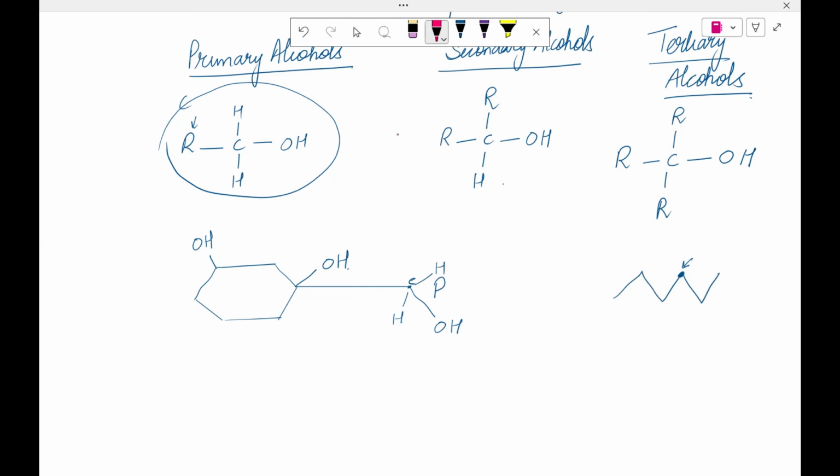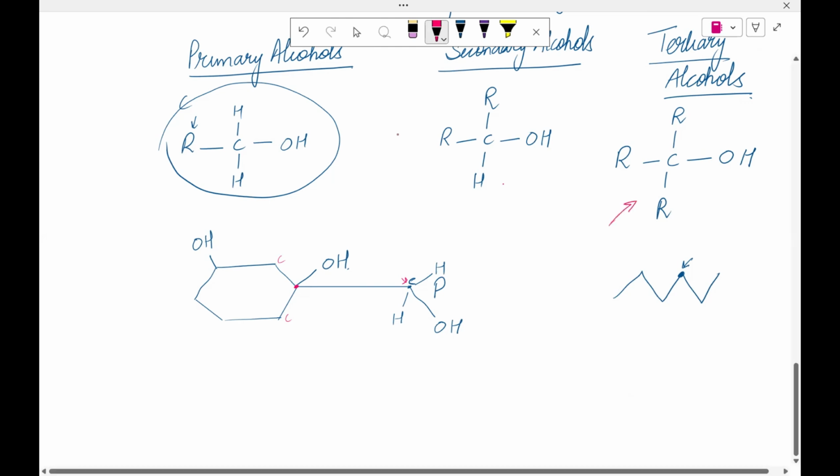Now, let's move towards this point. At this point, if you can see, we are having one carbon here, one carbon here, and one carbon here as well. So what is this group called? If there would be three carbons, that would be tertiary.